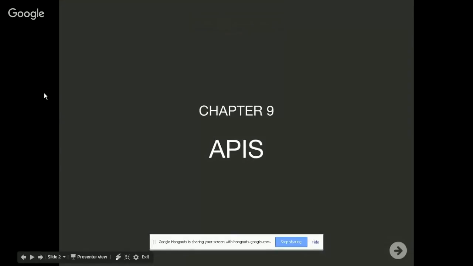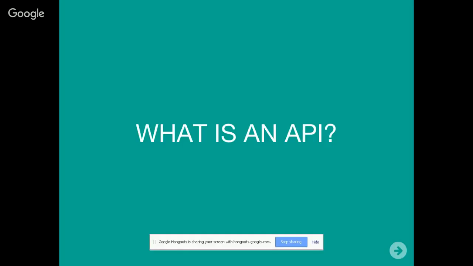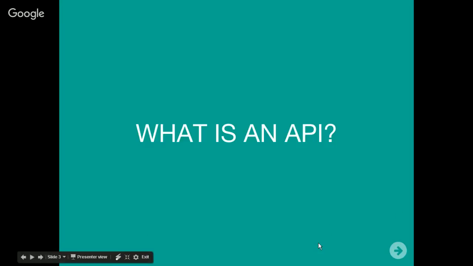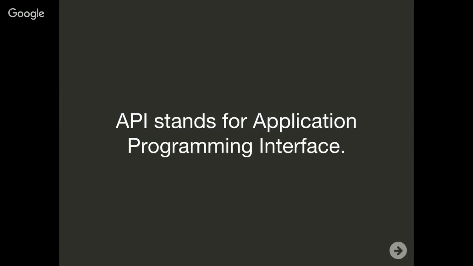So this is going to be an overview of APIs that are available to you as a JavaScript programmer. And the first question is, what is an API? Does anyone know what an API stands for? Application programming interface. That's correct. Yes, thank you. API stands for Application Programming Interface.